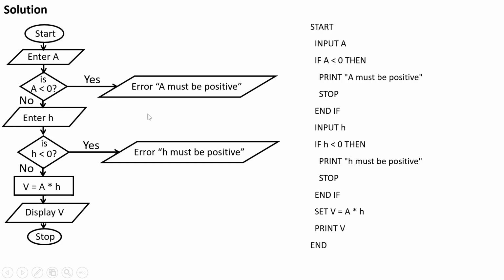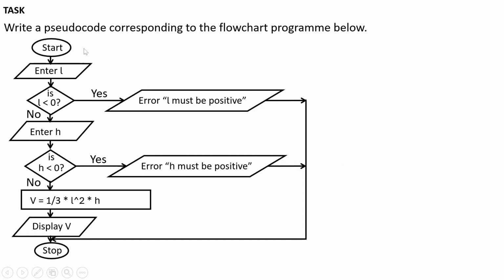So we have come to the end of this lesson. We have a task which says: write a pseudocode corresponding to the flowchart program below. This is a different question, but similar to the one we have just looked at, so that you can practice how to write pseudocode. You answer this one and then send it for marking in the group.